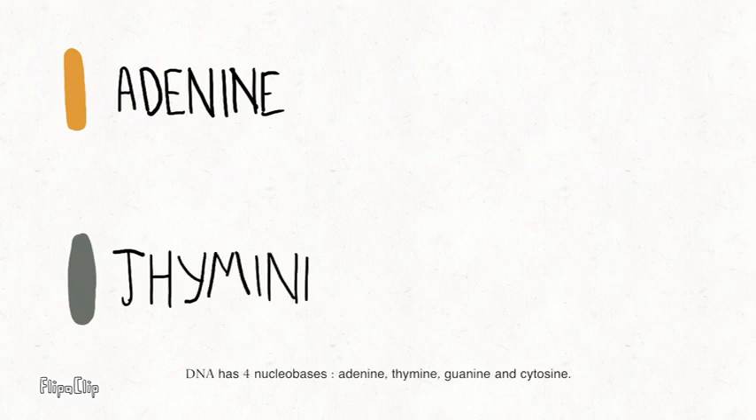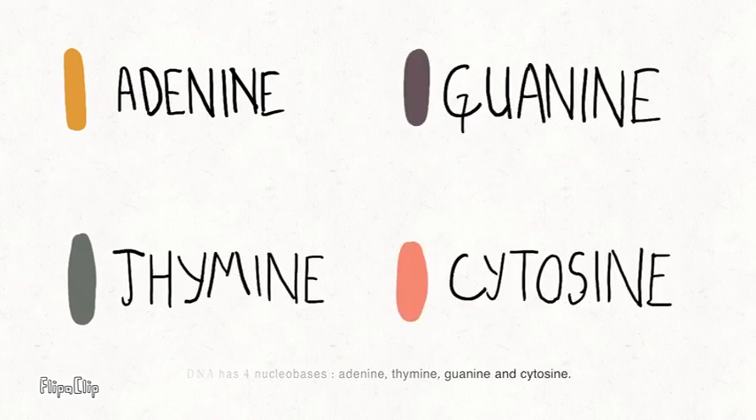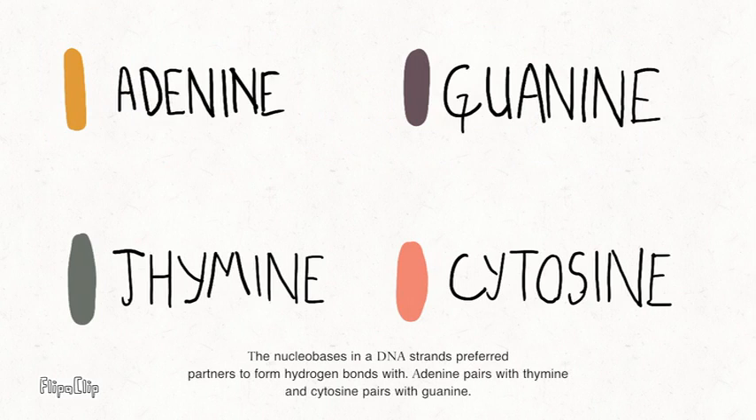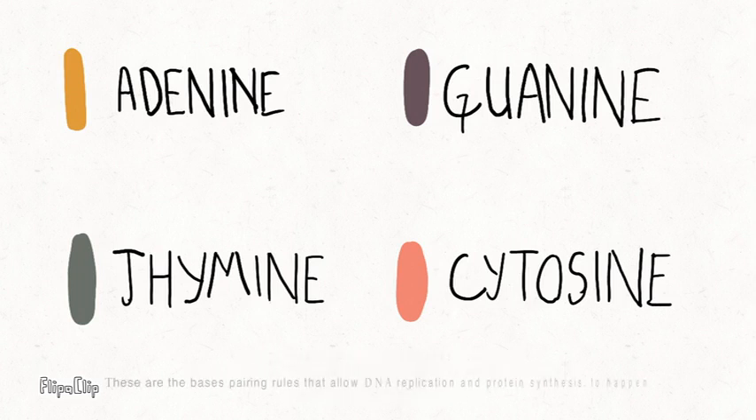DNA has 4 nucleobases: adenine, thymine, guanine and cytosine. The nucleobases in a DNA strand have preferred partners to form hydrogen bonds with. Adenine pairs with thymine and cytosine pairs with guanine. These are the base pairing rules that allow DNA replication and protein synthesis to happen.